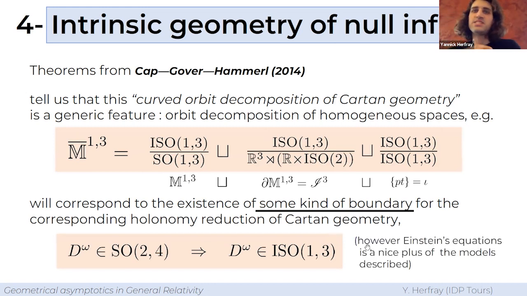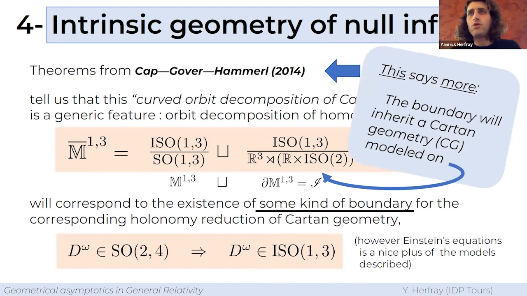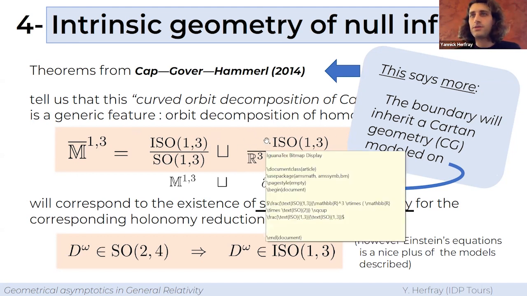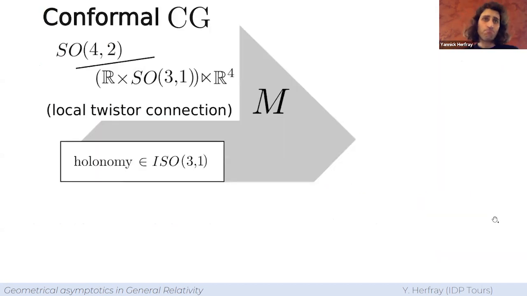What is nice and specific to this example I discussed is the fact that you have Einstein's equation appearing, plus this very specific, nice model. Probably they are coming from the fact that you're using ISO 1-3 as holonomy reduction. So it's always there, but this theorem tells you that you have more. It's also telling you that the boundary geometry is automatically going to be a curved version of these boundary homogeneous spaces. So you know that the boundary geometries, for example, of asymptotically flat spacetimes have to be curved versions of this. And this is the thing I want to discuss now.